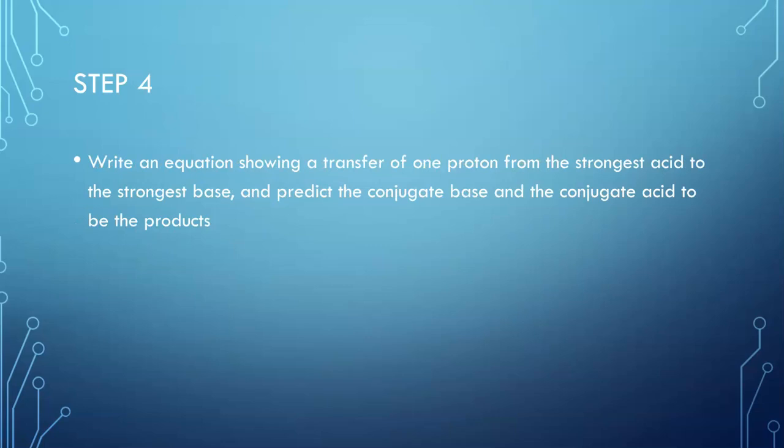Once the strongest base and strongest acid are determined, an equation between them should be written. The strongest acid will donate a hydrogen ion to the strongest base. The conjugate acid and base will be the products.